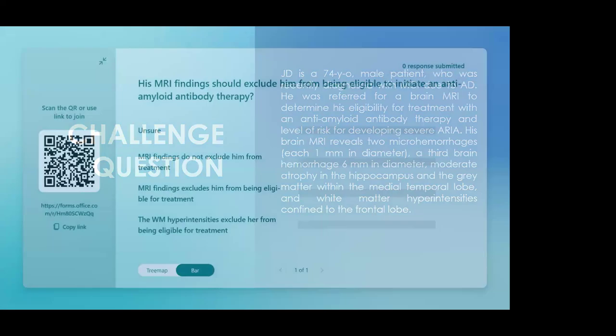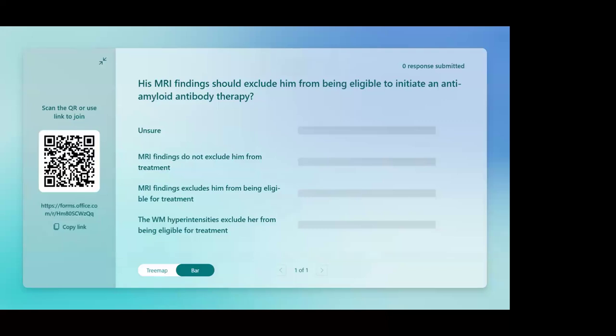Okay. Do you think he should be excluded or not? Or are you unsure?